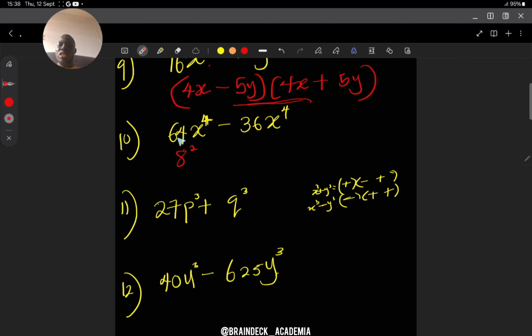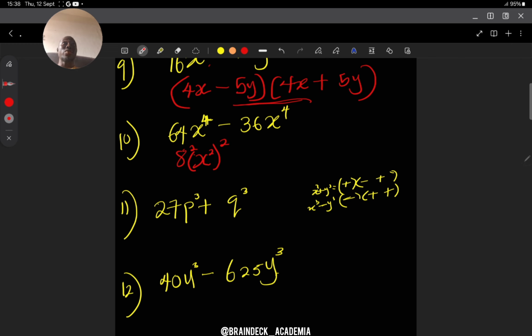First thing you need to do is to change this 64 to an exponent, right? So that will be 8 raised to the power of 2. Then this x raised to the power 4 can also be written as x raised to the power 2, bracket power 2. 2 times 2 is 4. So this is the same thing as this.